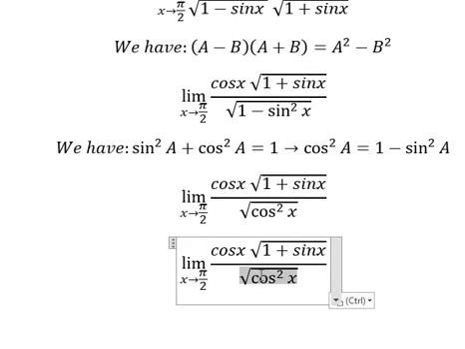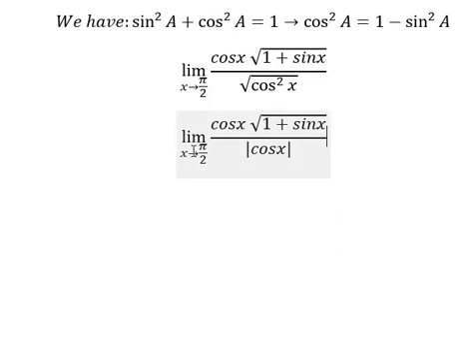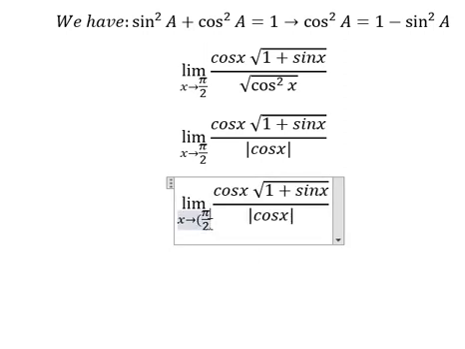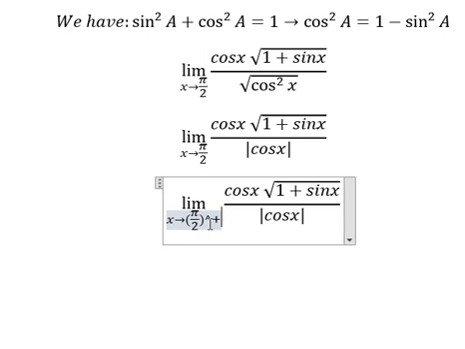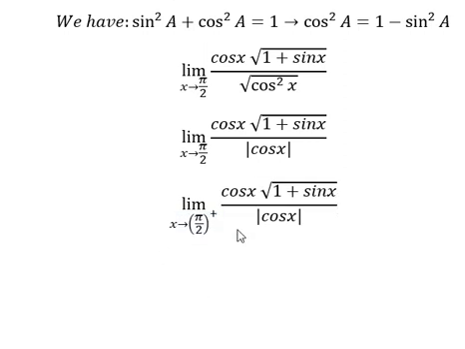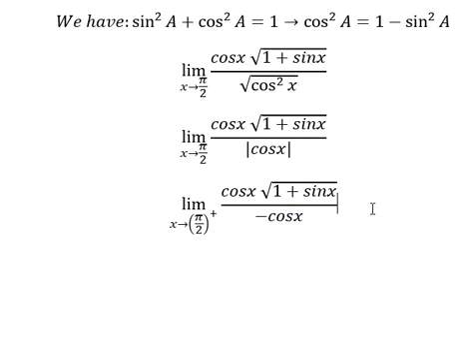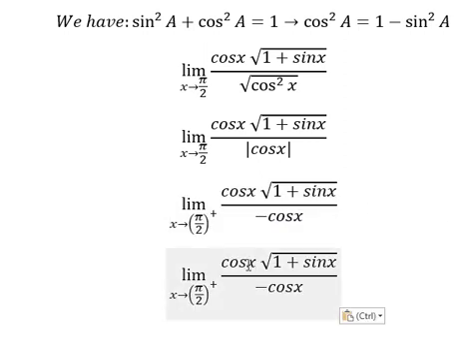So the square root of this one, that is the absolute value of cosine x. So when we consider x approaching pi over 2 on the left and on the right, on the right of this one, you will get the negative form of cosine x. So we have negative cosine x. And then we simplify cosine x.